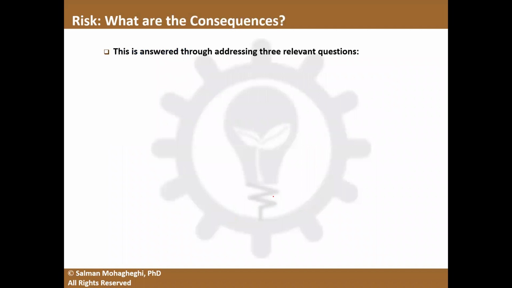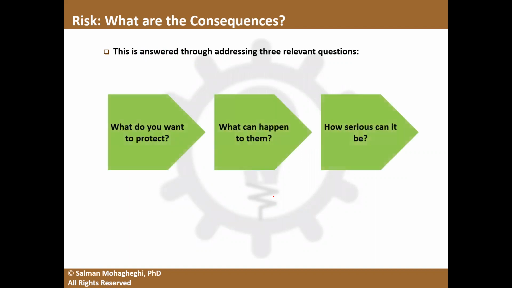So we talked about what can go wrong, what is the likelihood of that happening, and the third and last question that we have to answer is, what are the consequences? Now, in order to answer this, we have to address three things. First, what is it that you want to protect? That's your asset. What can happen to these assets? These are the consequences. And these things that might happen to the assets, how serious can it be? That would be severity. So you look at your asset, the consequence, and how severe these consequences are going to be.